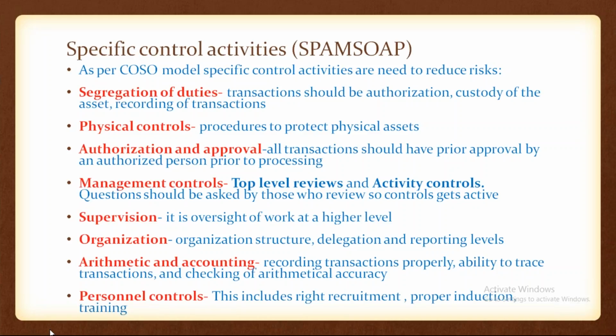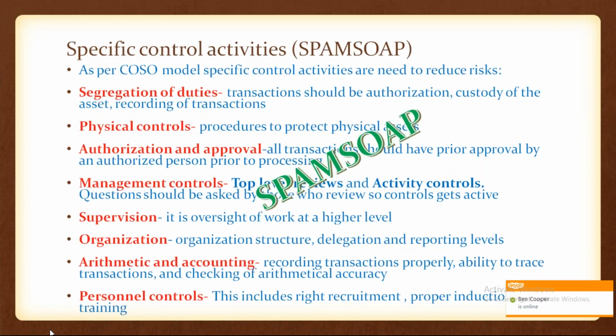So this is what we can call the 8 controls, what we call SPAM SOAP. The first one is segregation, second one is physical controls, third one authorization, fourth one management, supervision, organization, arithmetic, accounting, and personnel. So this is what we call SPAM SOAP. It's easy to remember. These 8 controls must be there in any internal control system in any good company.